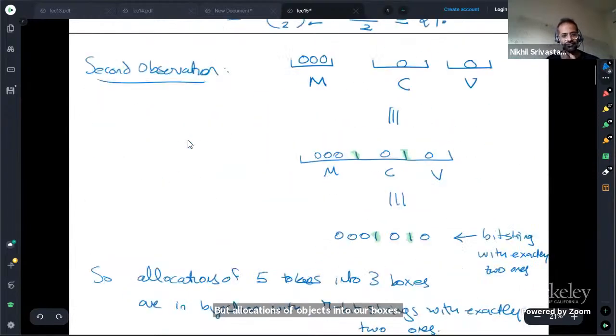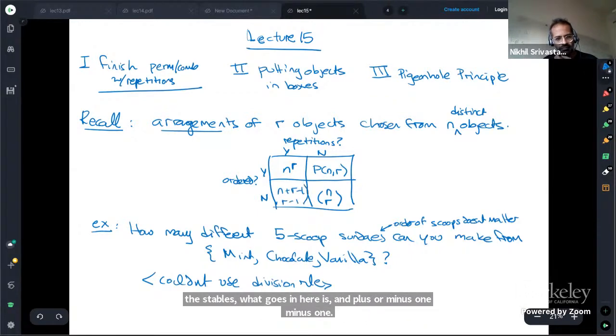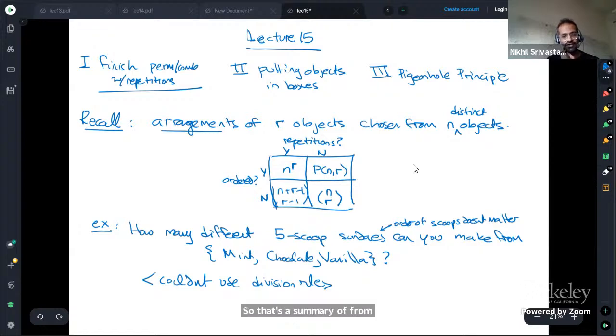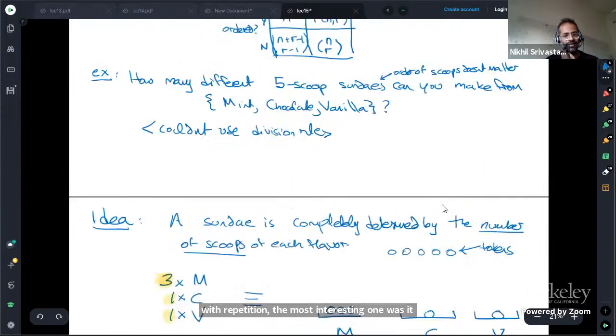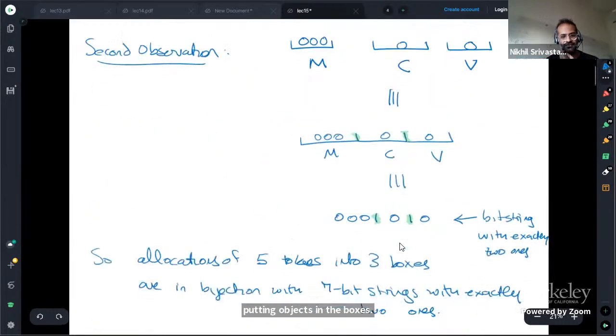So the answer to this question is that, going back to this table, what goes in here is n plus r minus 1, choose r minus 1. So that's a summary of permutations and combinations with repetition. The most interesting one was the last one we did, and we had to make this connection to putting objects into boxes. So any comments or questions about this?